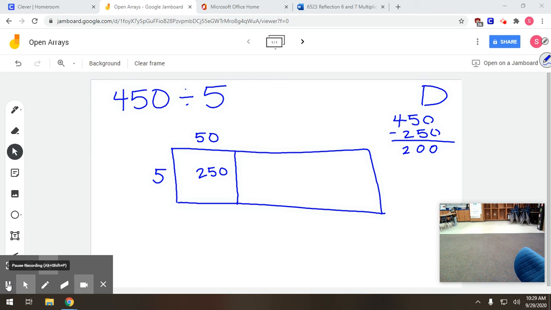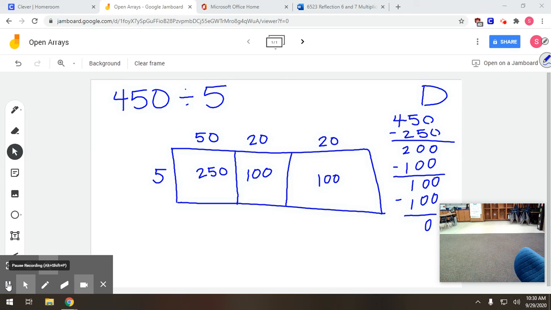So now I am going to multiply 20 times 5. 20 times 5 is 100. So I'm going to mark that off. I'm going to subtract that from 200, which leaves us with 100. So I'm going to do that again. So 20 times 5 is 100. And that leaves us with 0.